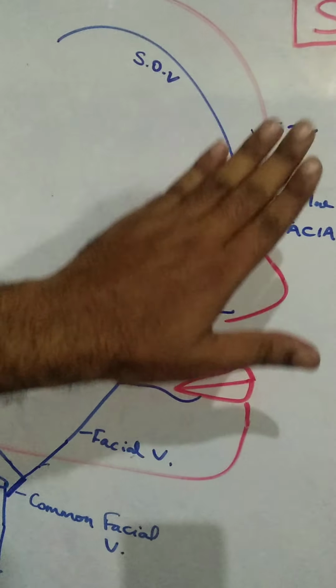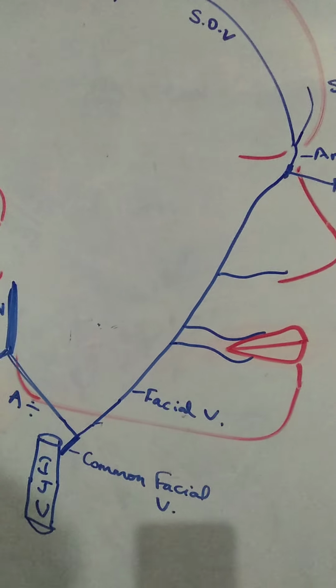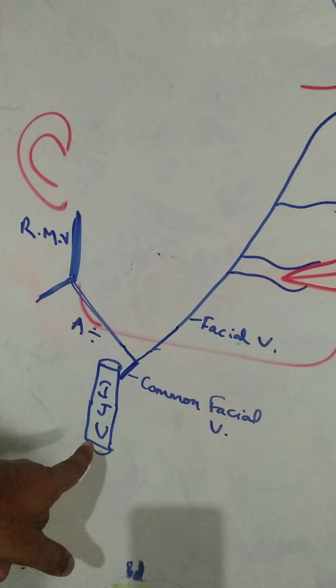They are like rivers flowing into one big ocean. The ocean is facial vein. Ultimately, the great ocean is internal jugular vein.